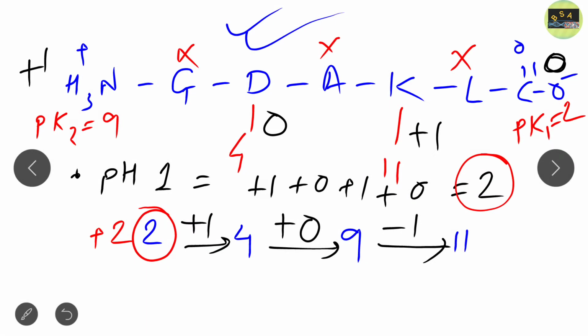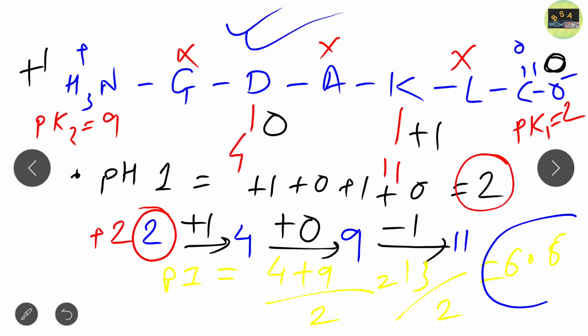So what is the isoelectric point? So pI is just equal to 4 plus 9 by 2, that is 13 by 2, that is 6.5. That is the isoelectric point of this mixed polypeptide chain, 6.5. Okay. So this is how you can calculate the isoelectric point of a mixed polypeptide chain, and you will definitely get a question from this. I hope you understand this topic. If you have not understood, then repeat it 2 to 3 times, you will definitely get it.